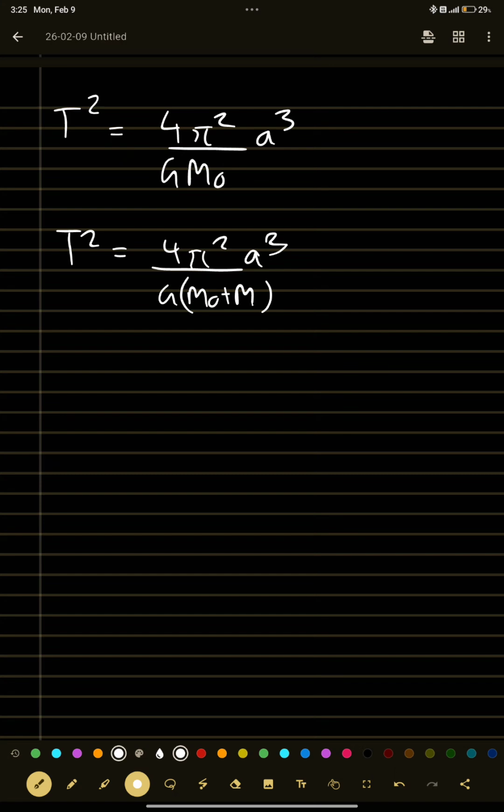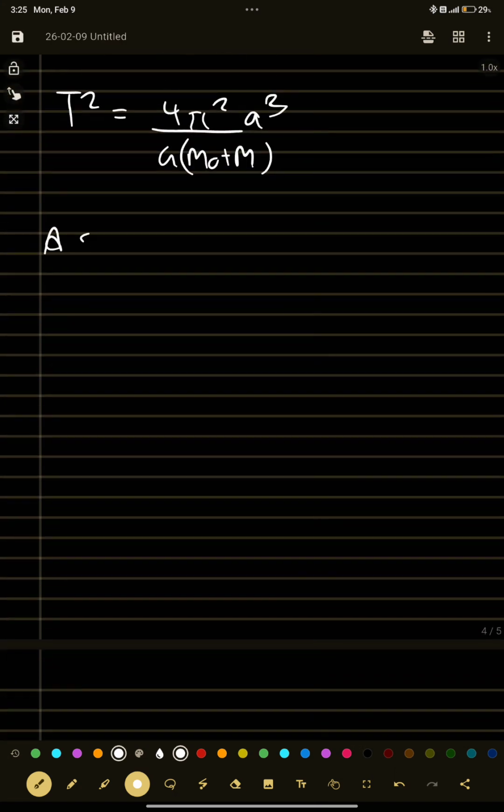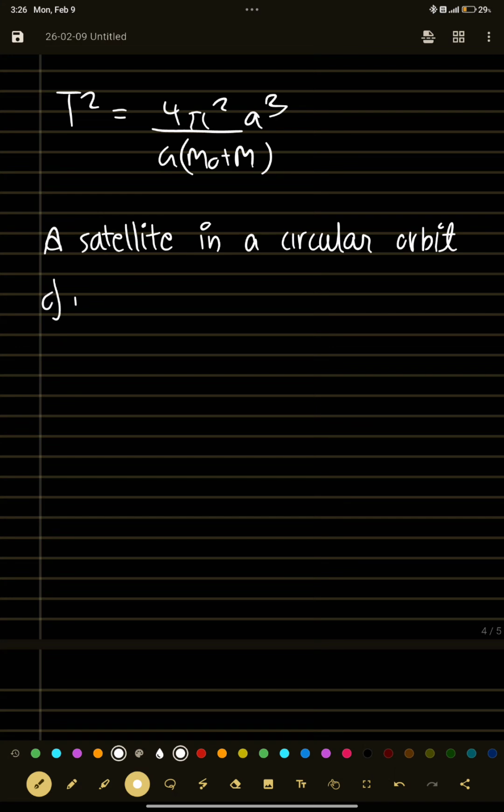Okay, please note down a problem. A satellite is in a circular orbit of radius twice r. R is the radius of the Earth.